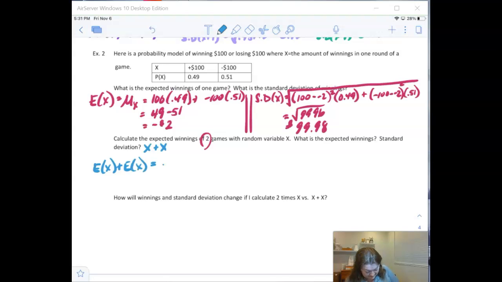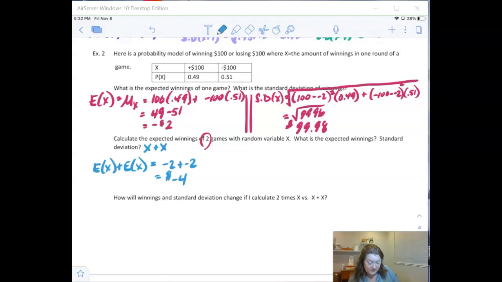So if my first one was -2, I'm going to add another -2 to it, and now it looks like I am going to lose $4 on average if I play this game twice. Totally seems reasonable. All right, next one, let's do our standard deviation.